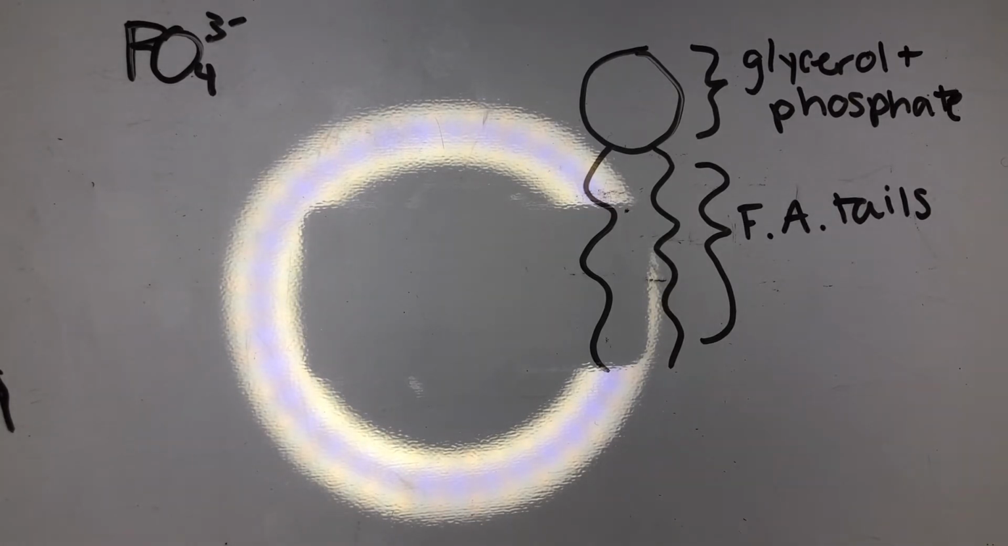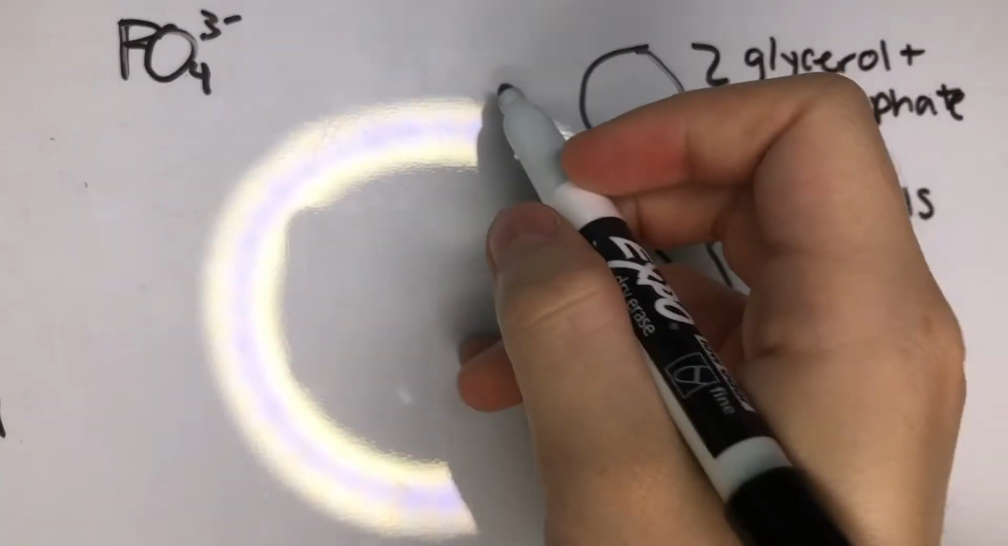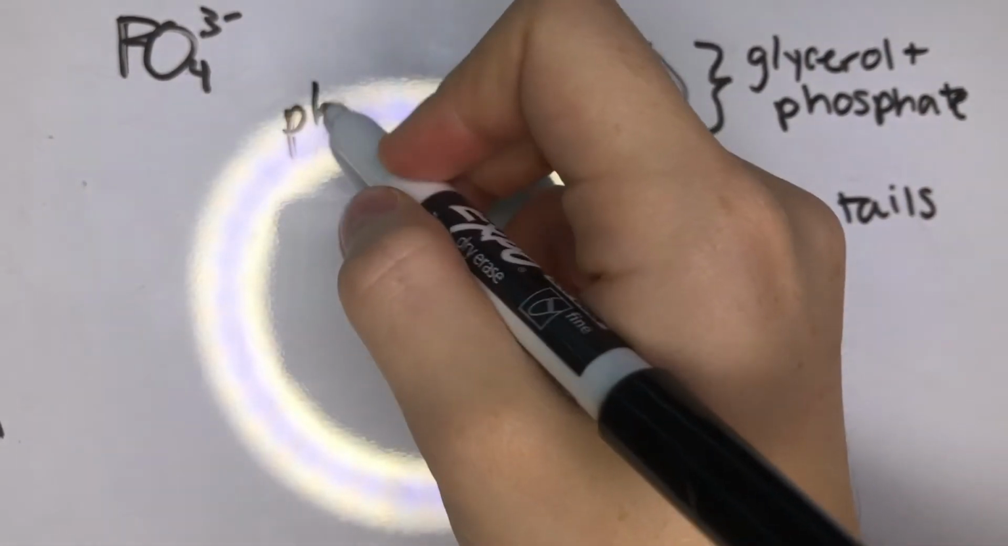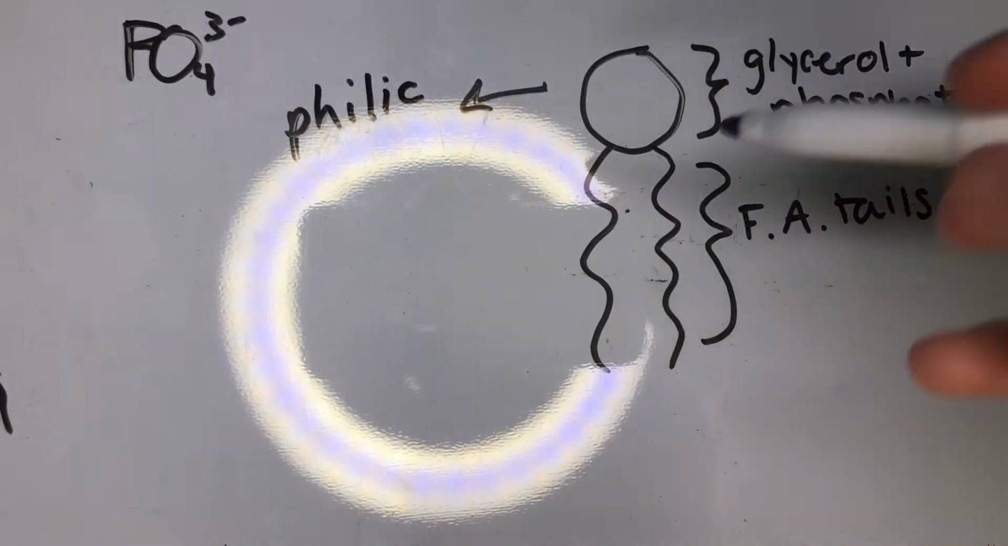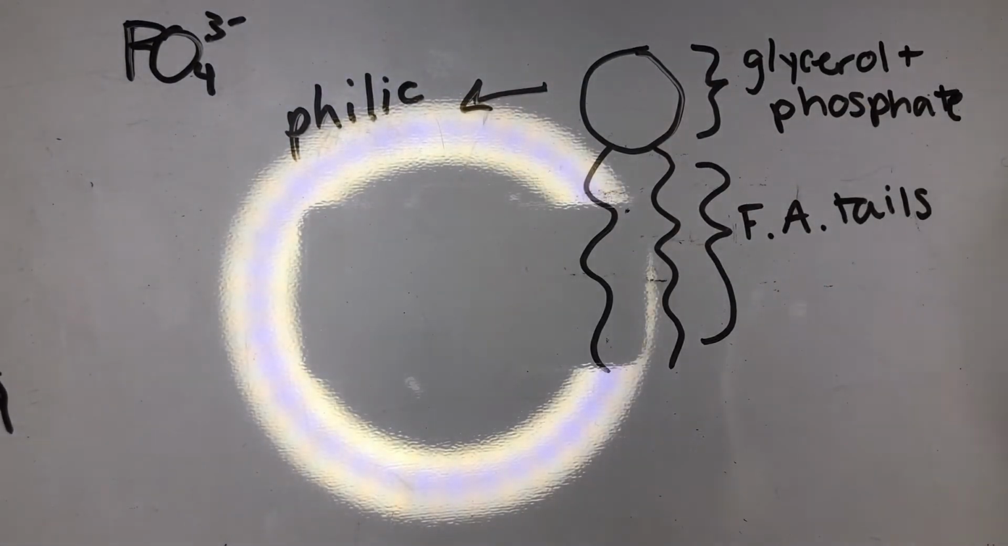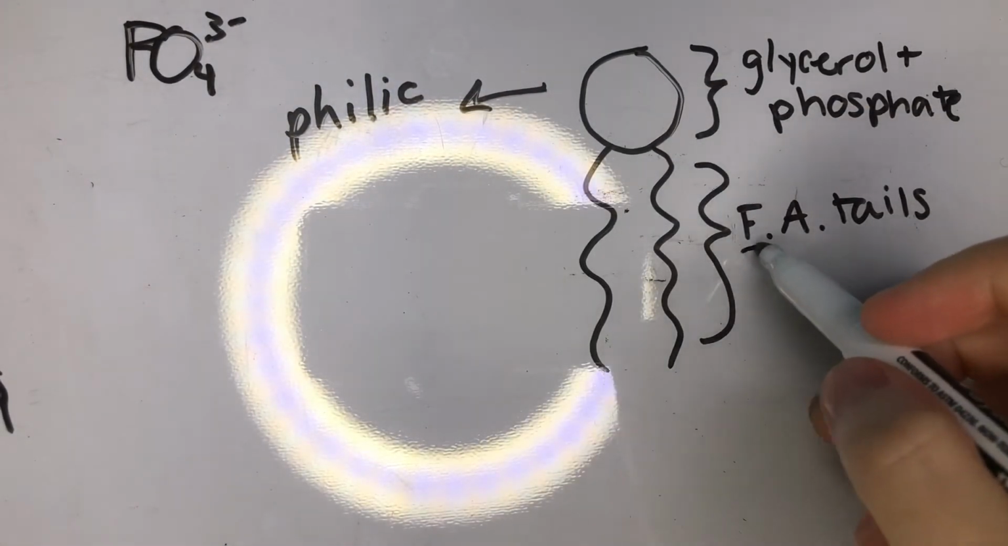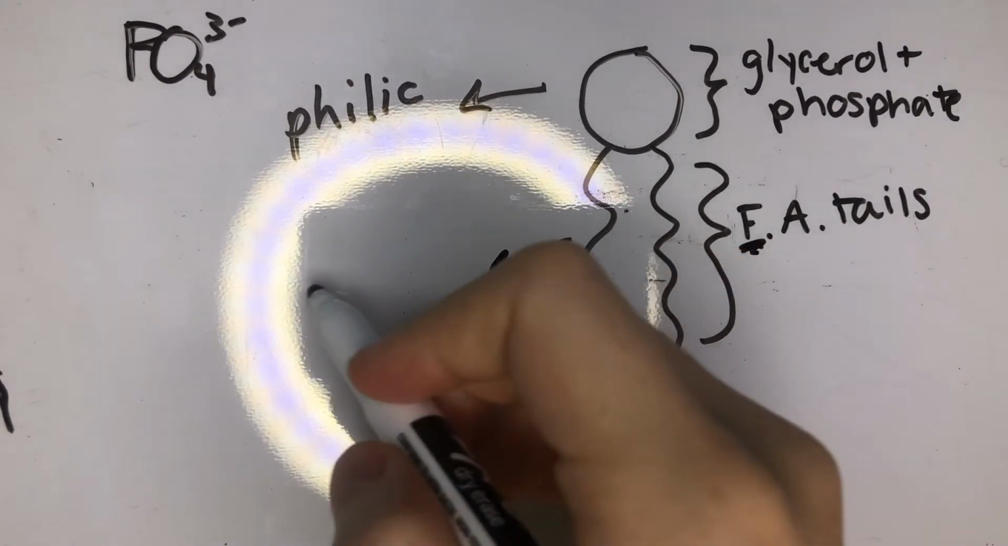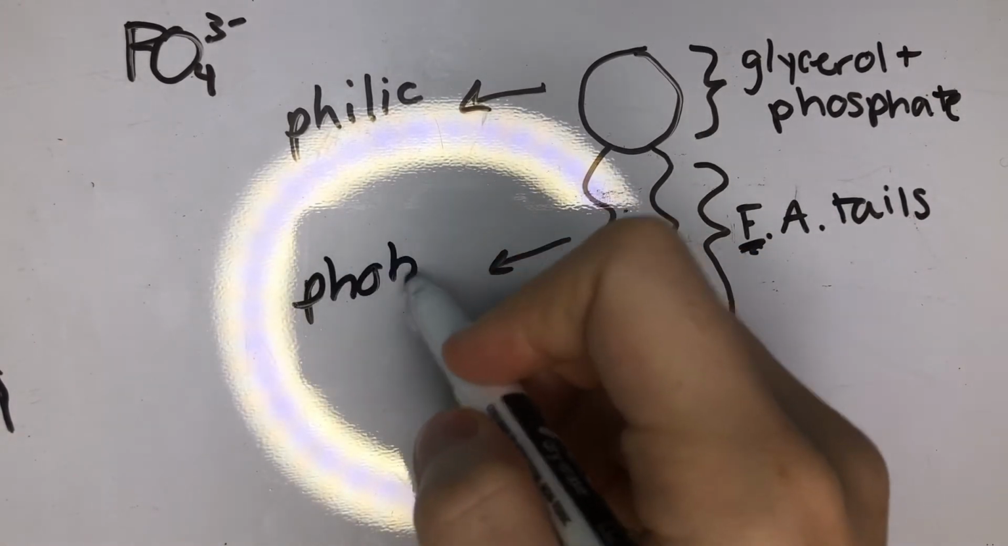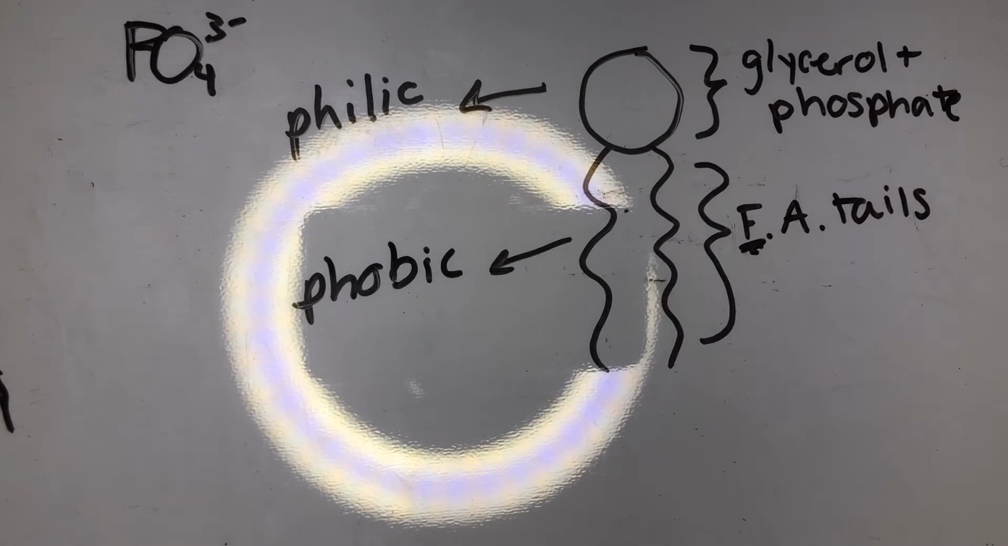Right? So when we think of the glycerol and the phosphate, we consider these to be hydrophilic. This means that it likes water and tends to stay away from fats. Now when we think of the fatty acid tails, fatty being in the name, we can probably suppose that these are going to be hydrophobic. So hydrophobic basically means that it likes fats, but tries to stay away from water.